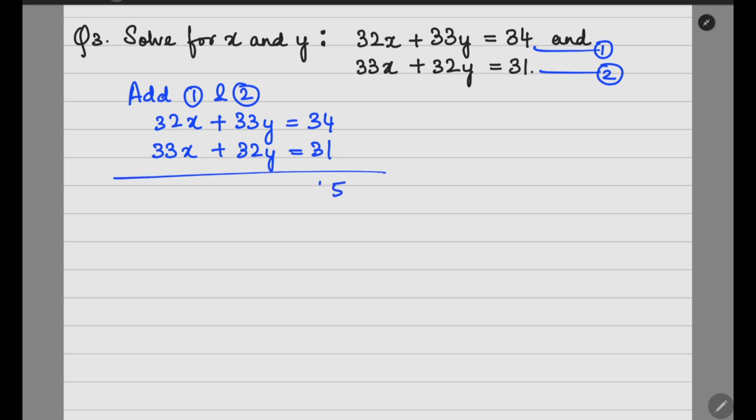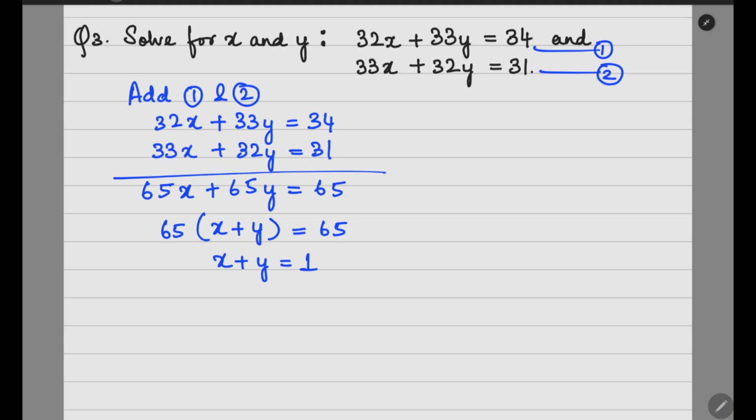So 65x plus 65y equal to 65. Again, 3 plus 2 is 5, 3 plus 3 is 6, so 65. So take 65 common. You have 65 times x plus y equal to 65. Okay, so x plus y is nothing but 1. This is the first one. This is equation 3.